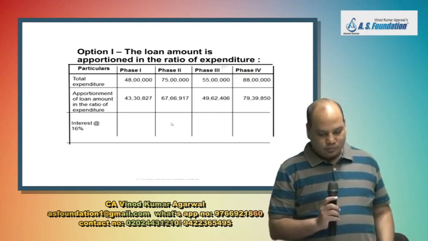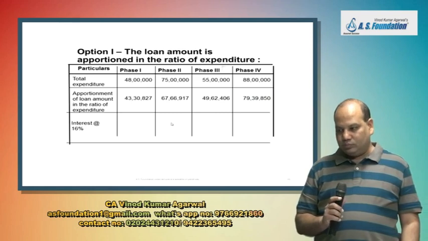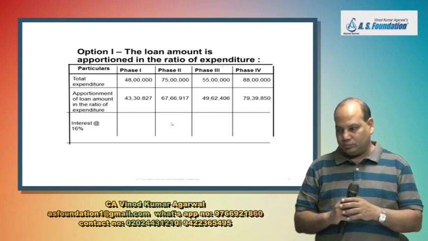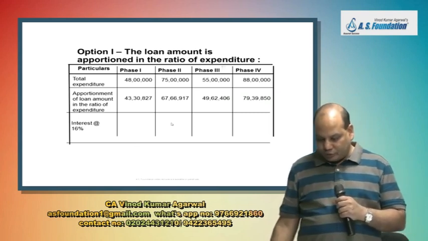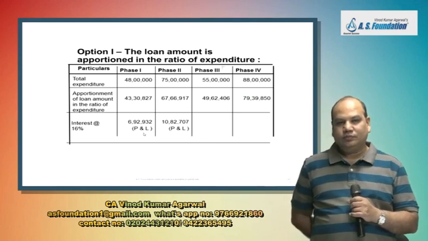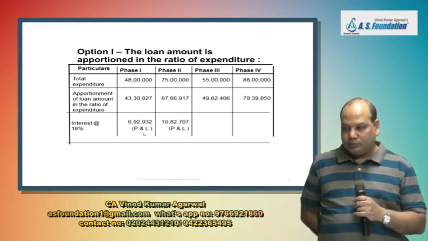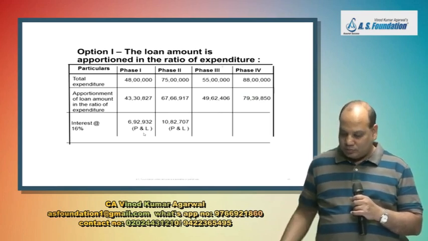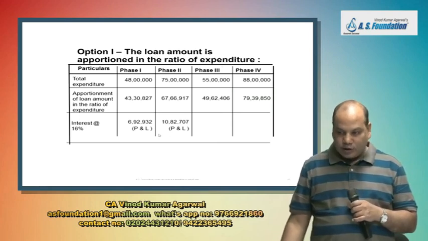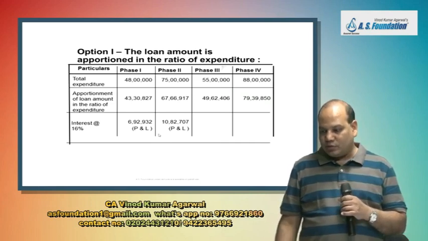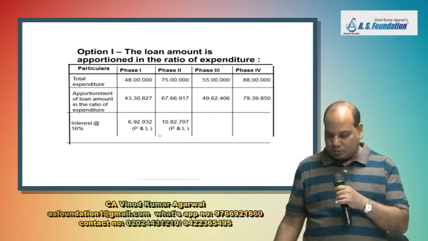Do it yourself first. How much it comes to? Very good. 692,932. This will go to P&L account. Next one, 16%. 10,82,1,707. P&L account. The total of these two I have written in the notes, 17,75,638 plus minus 1 rupee will be charged to P&L account.